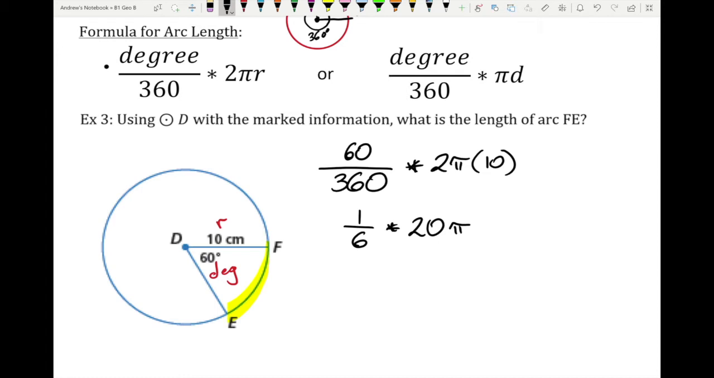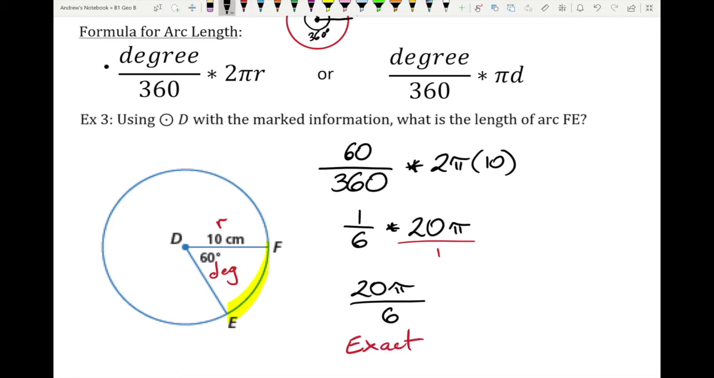So, I don't know how much you guys remember about multiplying when there's a fraction involved, but we can think about that 20 pi as 20 pi over 1. Top multiplies the top with the fraction, so that's still just 20 pi up top. The bottom multiplies the bottom. So this is our exact answer, 20 pi over 6.